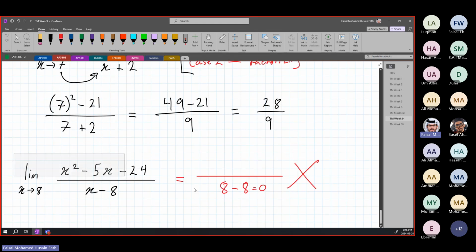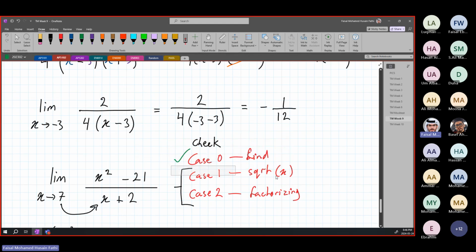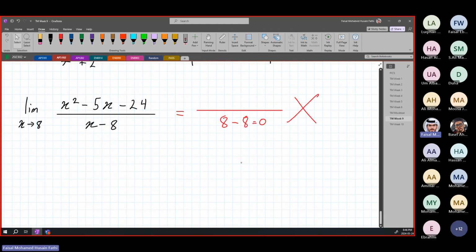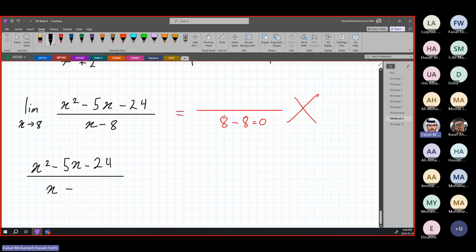So this is not case 0. We don't have any square roots, so this is not case 1. This is case 2. If it's not case 0 and it's not case 1, it is automatically case 2. All right. So this will be factorization. If we look at this formula, if you remember, this is a quadratic equation, and you need to factorize it.